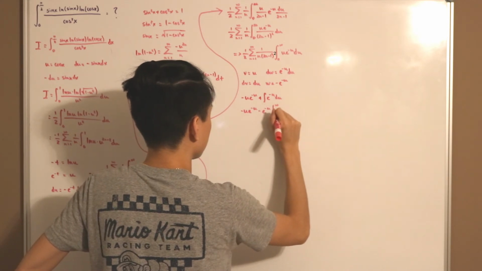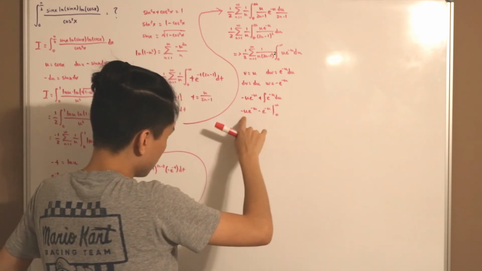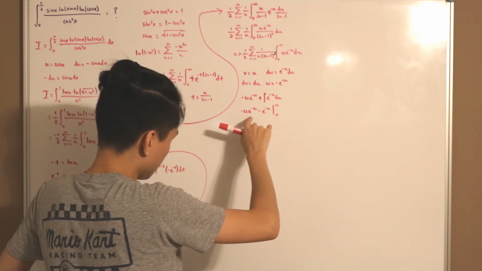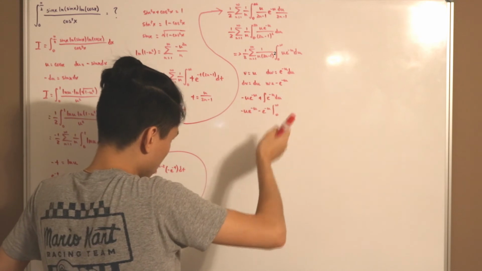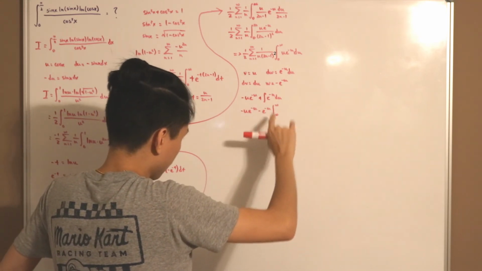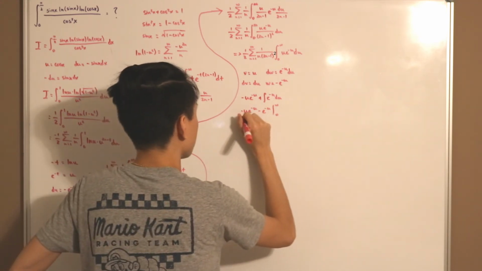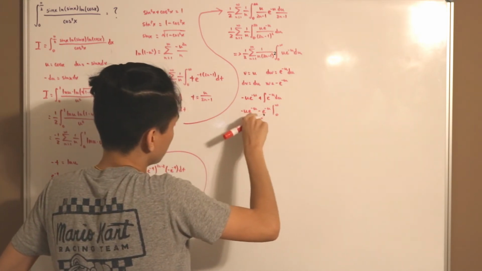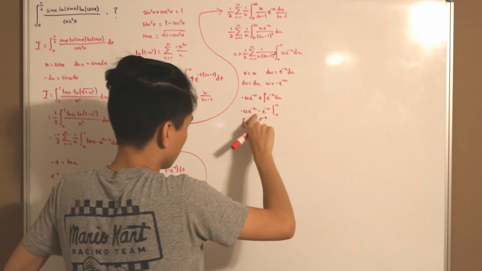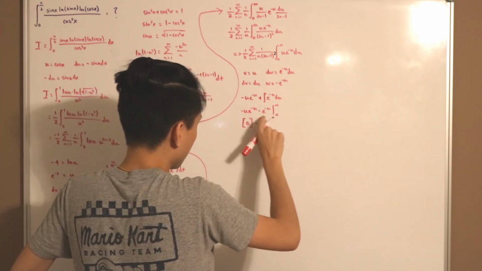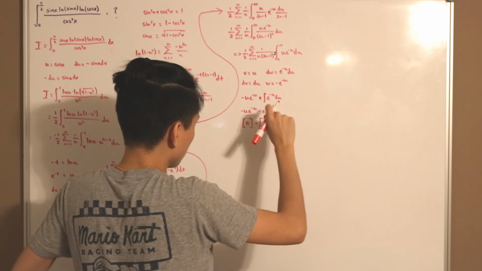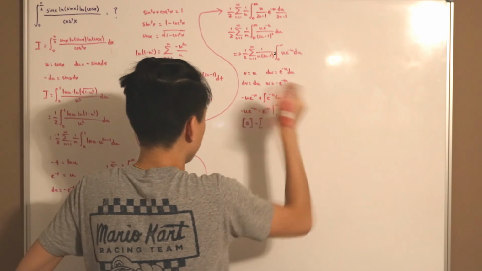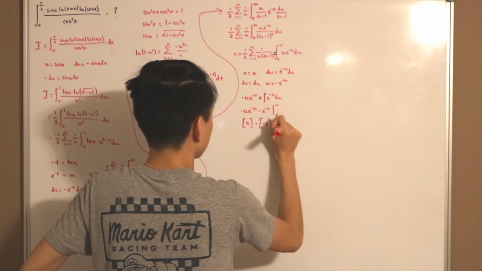Evaluate that from infinity to 0. When you plug in infinity, this is negative infinity times e to the negative infinity, which is 0, and then e to the negative infinity is 0 again, so that'll just be 0. Then minus, we plug in 0. This term's just 0, so we can ignore that. Then e to the negative u is e to the negative 0, which is 1, so negative 1. So therefore, it's just equal to 1.